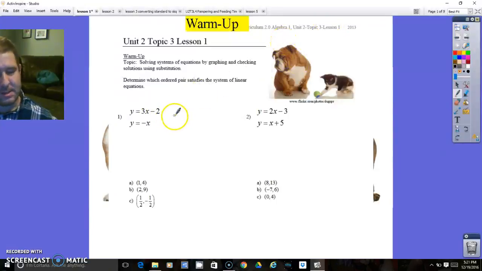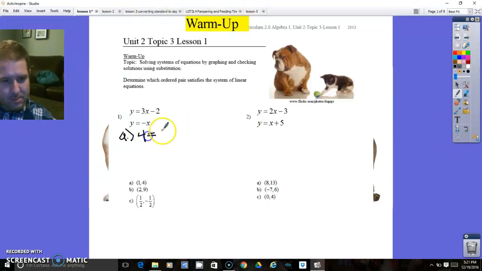Starts off with system of equations, which is what this topic is all about. So we have three different points here. We're trying to see which one of these satisfies the system. So I'm going to plug 1 in for x and 4 in for y and see if it works. So y is 4 equals 3 times 1 minus 2.